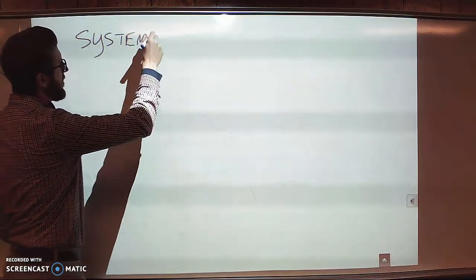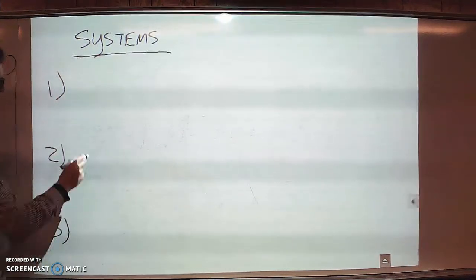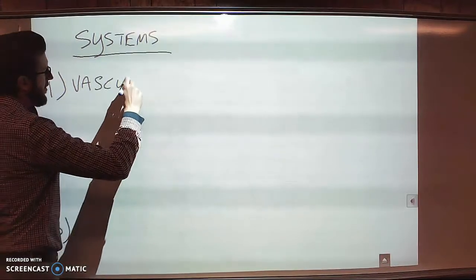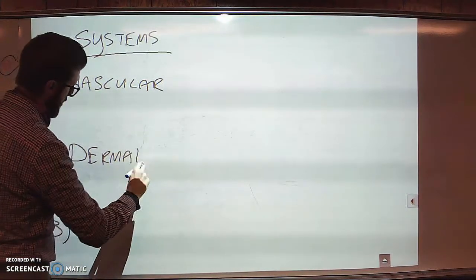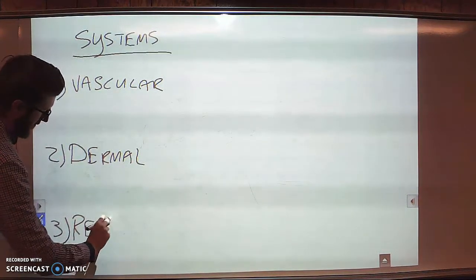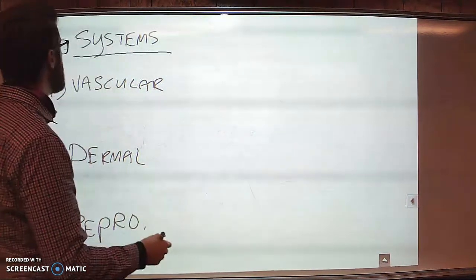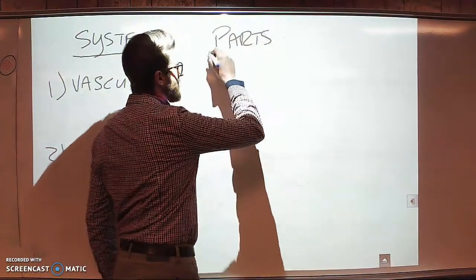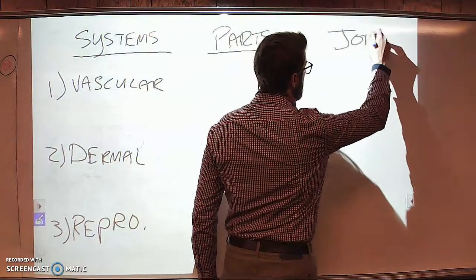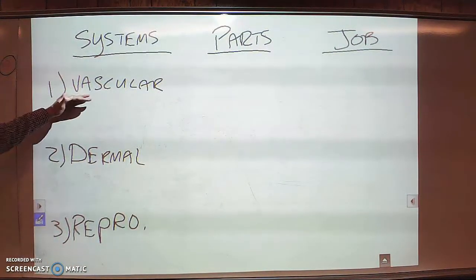Okay, so I'm going to list out the three systems here: vascular, dermal, and reproductive. I'm just going to put repro for short, but y'all know what I'm talking about. So we got the three systems, and then I'm going to list out the parts that make up those systems, and then I'm going to list the job that that system does, okay? So let's start with vascular system.